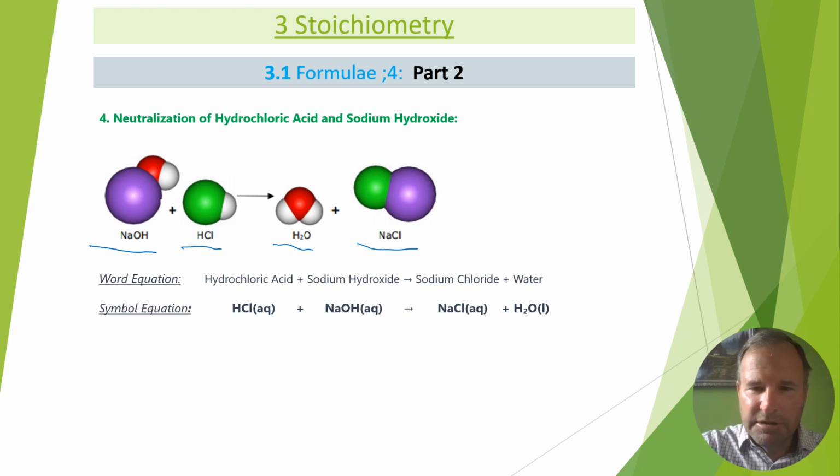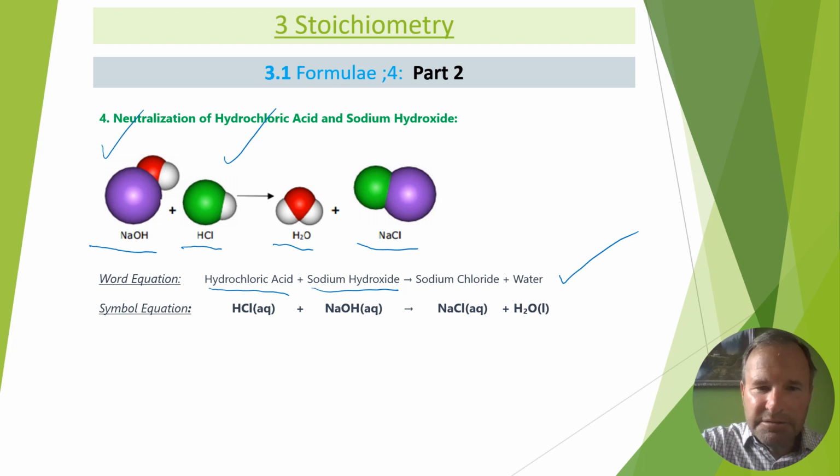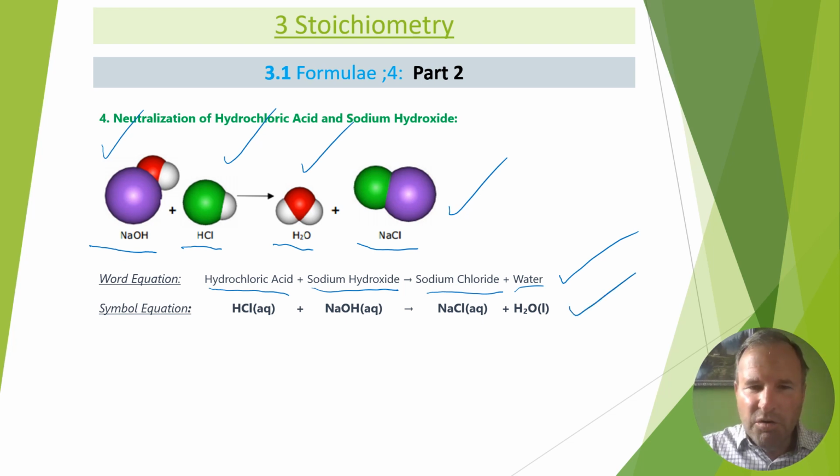Here's what it looks like as a word equation, a bit more detail, a bit more complex. There's hydrochloric acid, that's that one there, HCl. Then we've got sodium hydroxide, which is this one here. So the product looks like sodium chloride, and we've got water, the tick or the dumbbell. There it is as a chemical symbol equation.